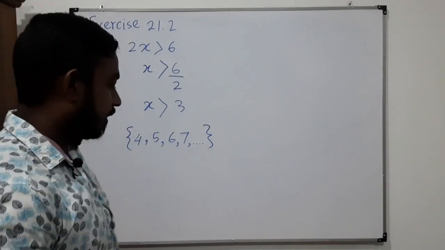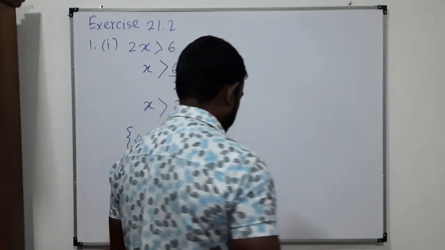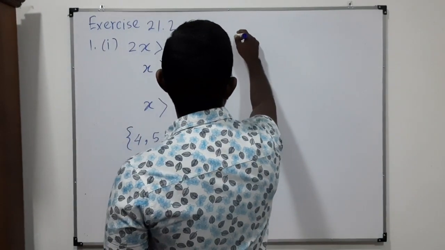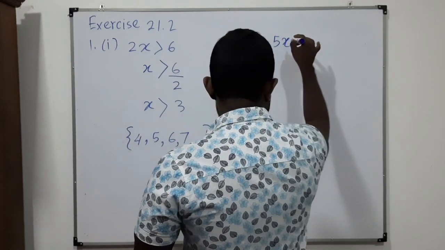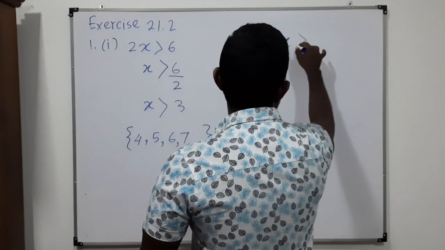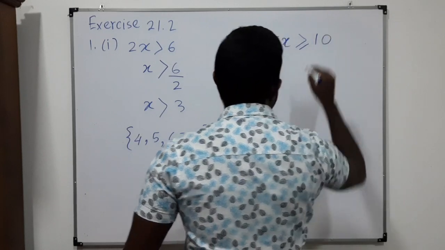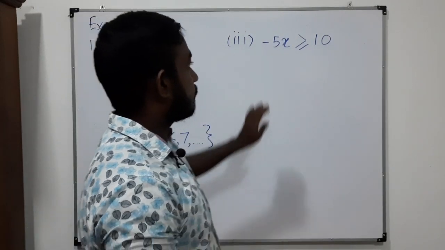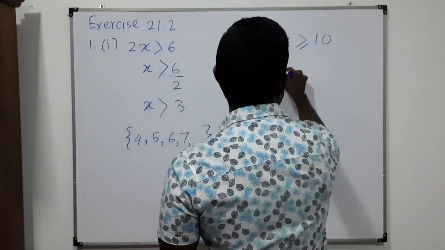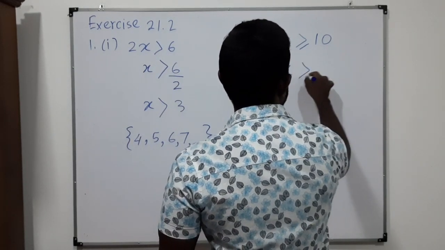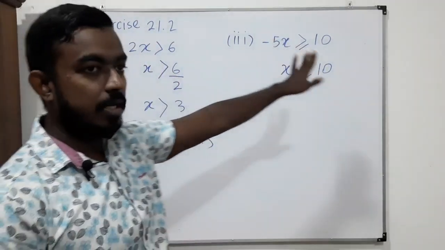Okay, let us consider another question. This time I am going to choose Roman number 3. Minus 5x is greater than or equal to 10. Now again, you can close the minus number 5 and write down the remaining. x is greater than or equal to 10. Then minus 5 goes to the other side.